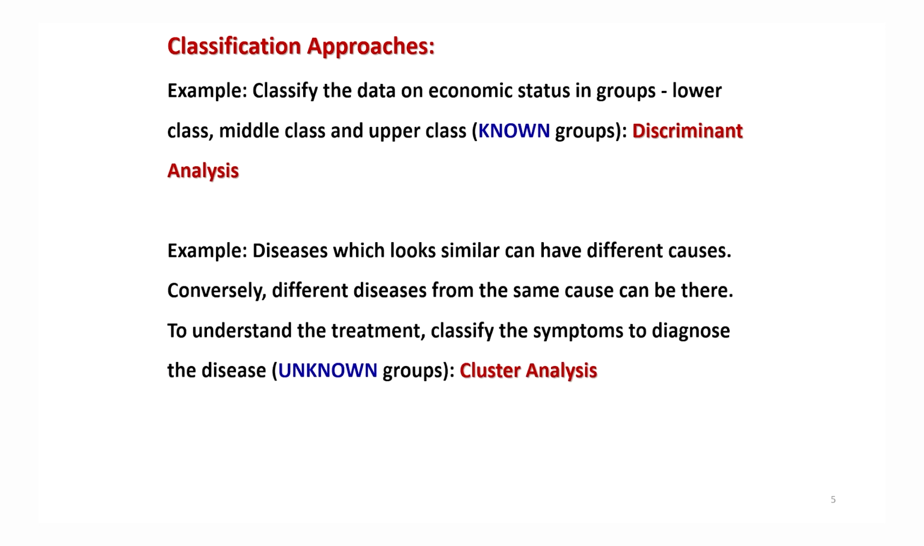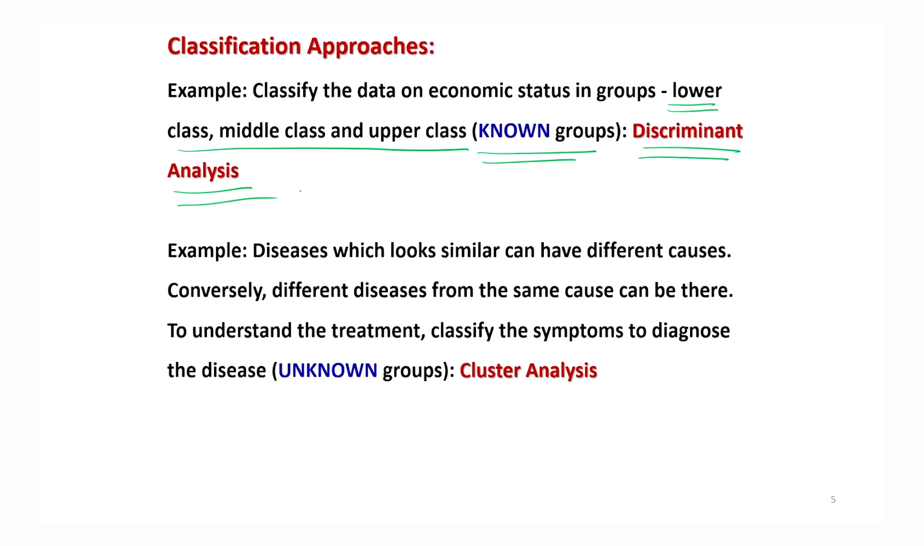Now, for example, if I want to classify people on the basis of their economic status into groups, then we have groups like lower class, middle class, upper class, which are known groups. So here I can use the discriminant analysis.